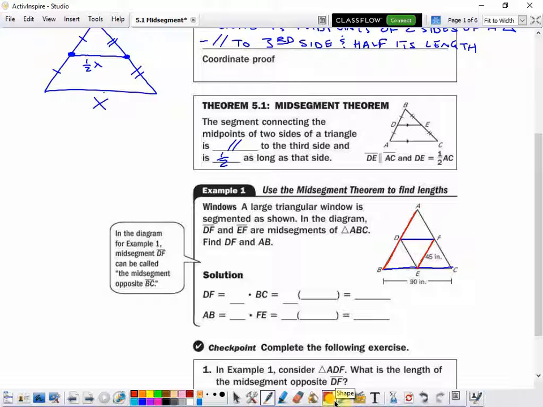Okay, so DF, the blue mid-segment, is parallel to BC and half of its length. So DF has to be half the length of BC, so it's half of 90. So DF is 45 inches. Then find the length of AB, that's the side, the red longer side here. It's parallel to EF, and it has to be twice as long as that mid-segment. So AB is twice as long as FE, so it's 2 times 45, which is 90 inches.